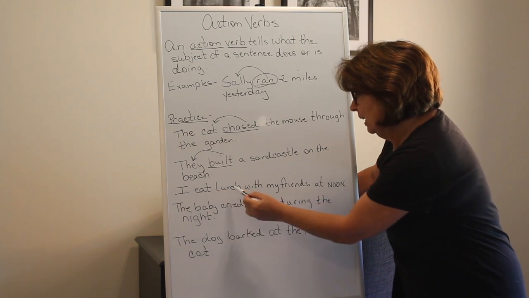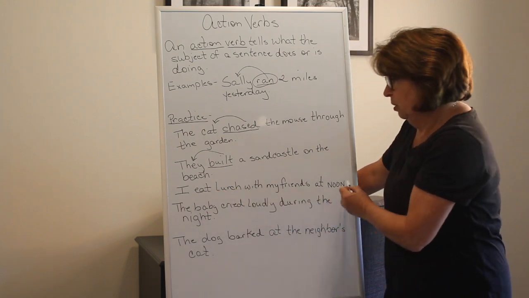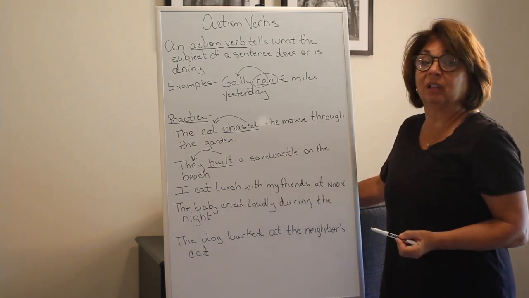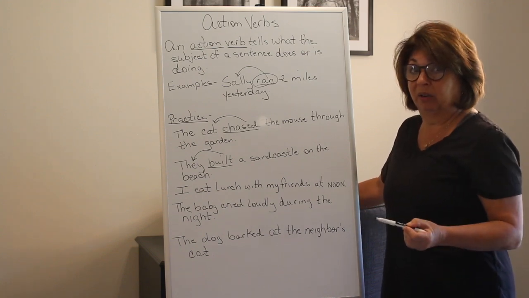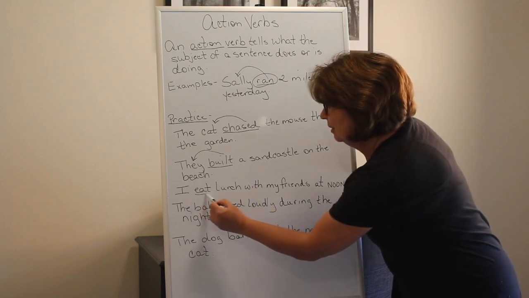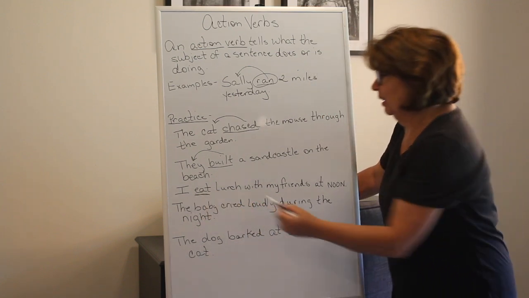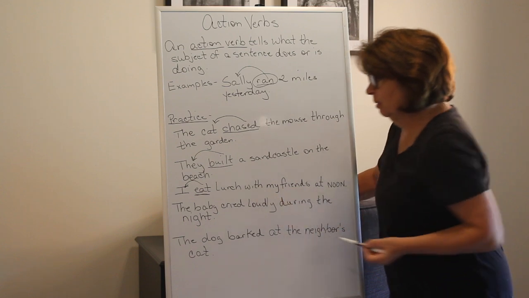Next one. I eat lunch with my friends at noon. What can you do in that sentence? What is the action? The thing that someone is doing. What are they doing? Eat. Who's going to eat? I do.